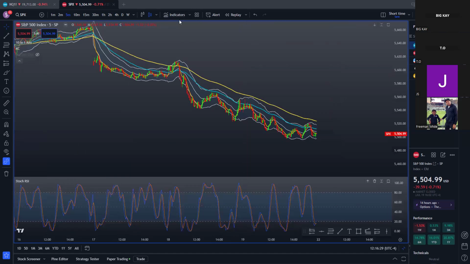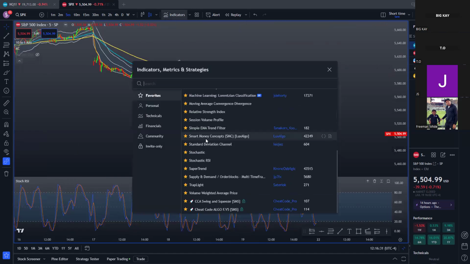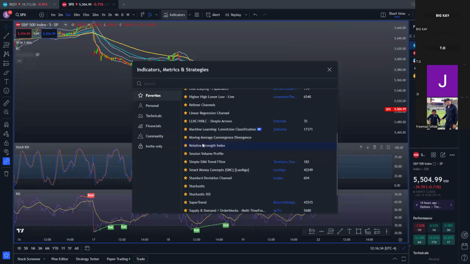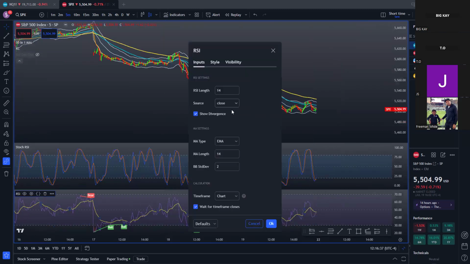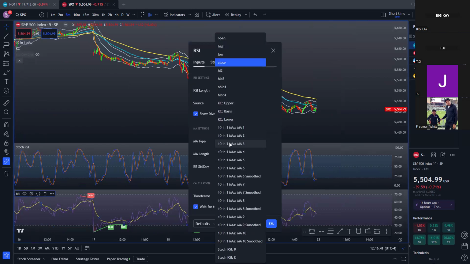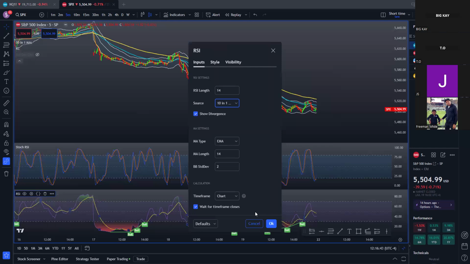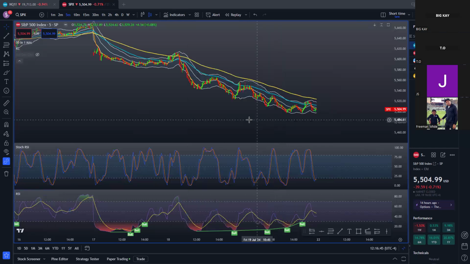Let's do it over. Indicators, relative strength index. There we go. Change the source to just close. 21. That there. Okay, there we go.